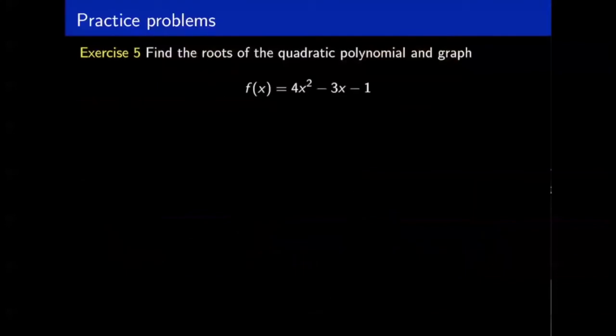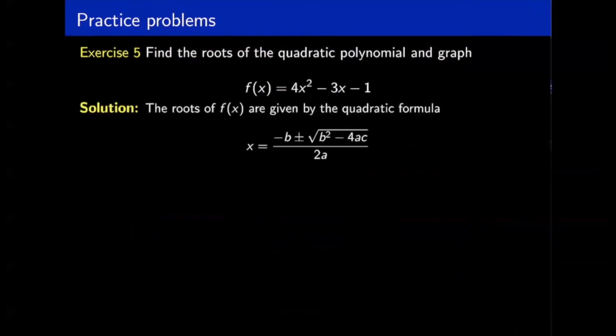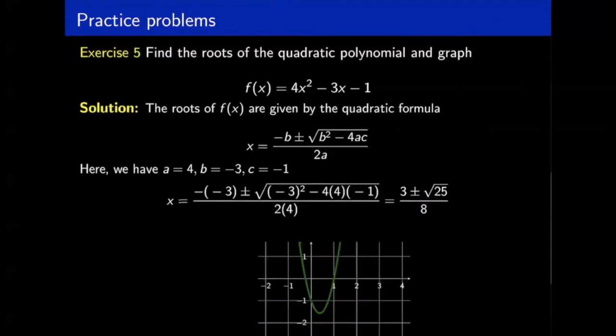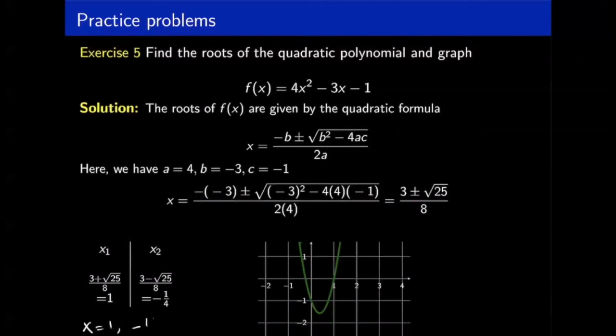Let's take one more example. We have a quadratic function, x square minus 3x minus 1. And first we will use the quadratic formula to calculate the roots of this polynomial. So first I find the values of a, b, and c. Once I have those values, I will substitute them into the quadratic formula. I fill all this information into the quadratic formula, and then I simplify the expression. So I get two roots. I get the root x is equal to 1 and x is equal to -1, 4.